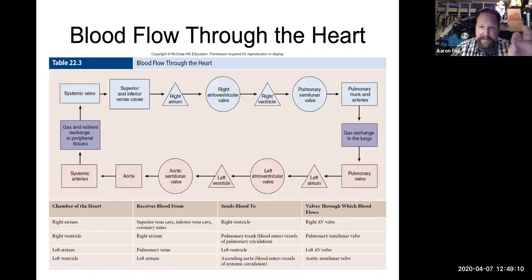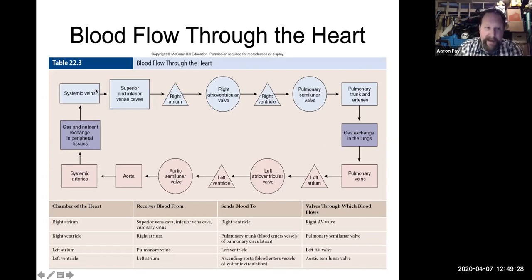So this thing here is super important. Every little bit of information on here, I'm going to want you to memorize. So put a bunch of stars across the top. So what this is showing you is the flow of blood through the heart, through both circuits.